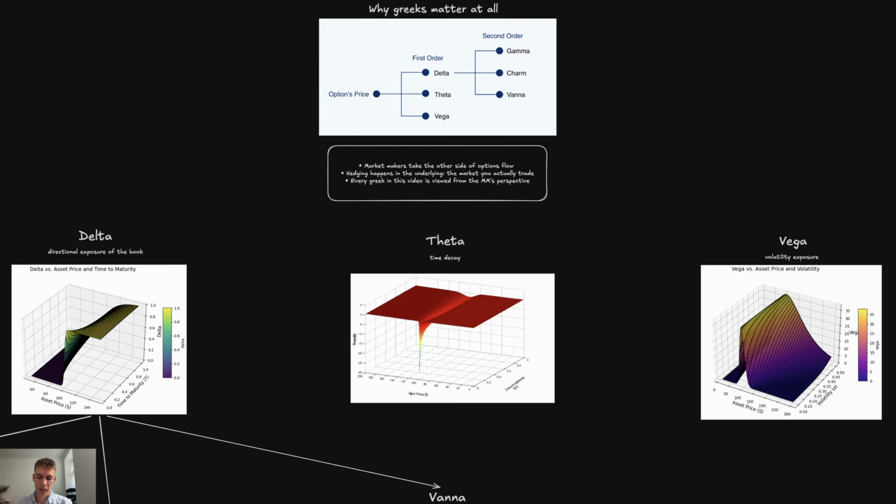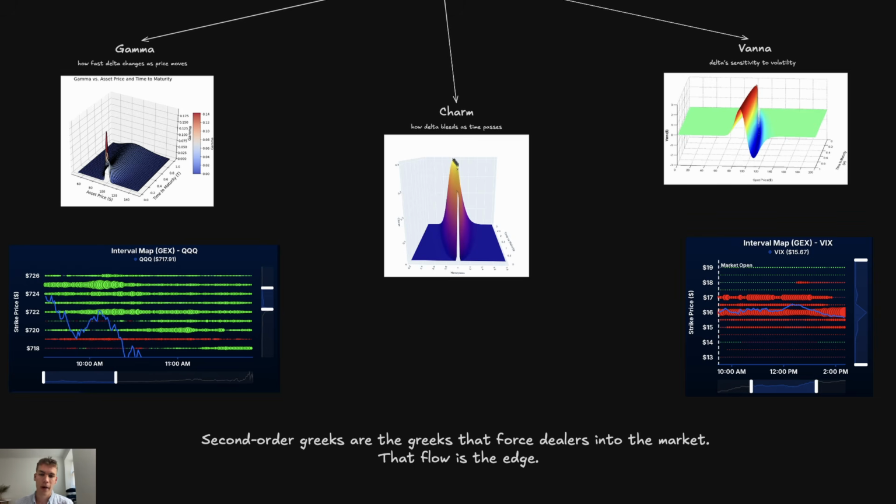Vega is the book's exposure to implied volatility itself. Repricing of volatility can move the dealer's P&L without price going anywhere. This is how options work. For our intraday purposes, Vega matters mostly as context. But the theta side matters a lot because the tension between theta collected and hedging costs paid is the engine behind everything we'll say about gamma regimes. So it's all connected.